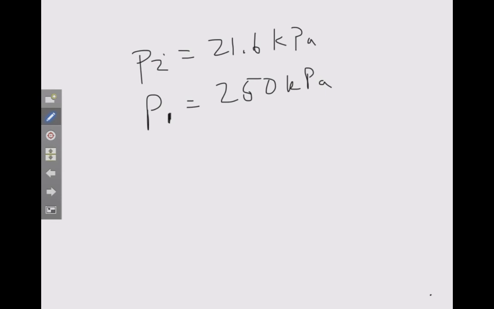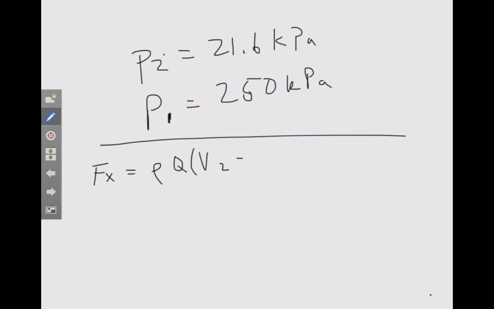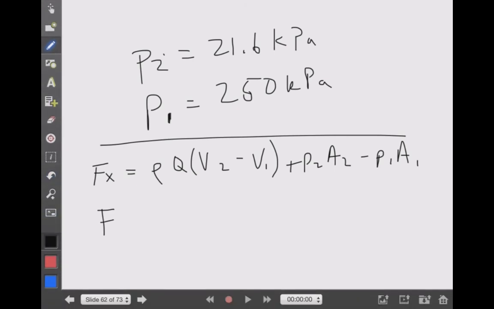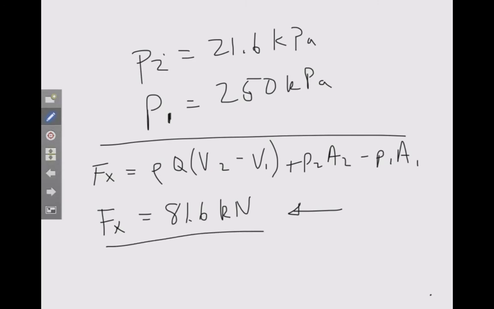All right, so now that we have P1 and P2, and we have Q, and we have V2 and V1, we can go back to this equation now. Fx equals rho Q times V2 minus V1. This is all from the force or the momentum equation, plus P2A2 minus P1A1. And if we plug in here and work it out, Fx turns out to be 81.6 kilonewtons. And it's going to be acting towards the left to counteract the force of the fluid on the contraction.